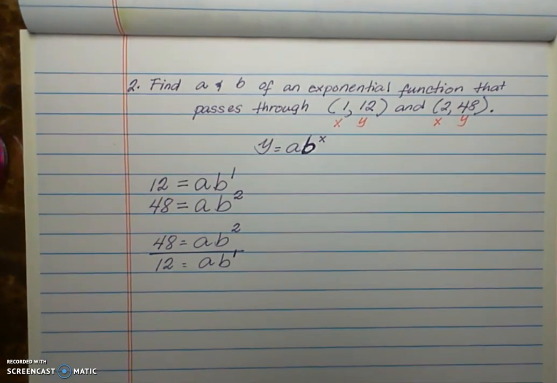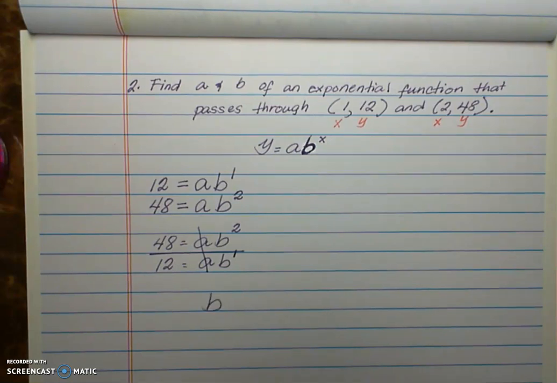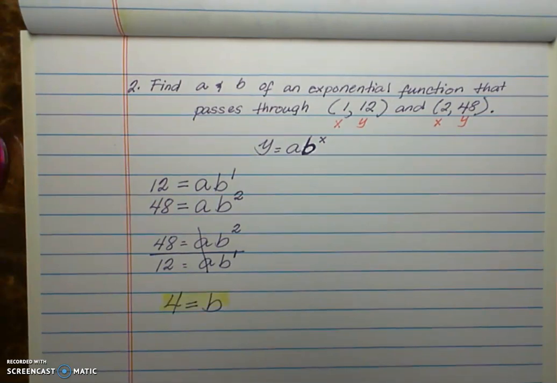I'm now going to eliminate the a. And then let's divide b squared over b to the first. You know that the rule says to subtract the exponents. So we will copy the base b, and 2 minus 1 is 1, or just b, equals 48 divided by 12, which is 4. So our b is 4.